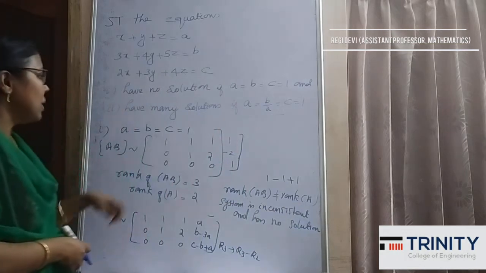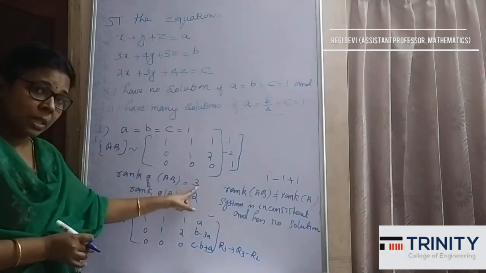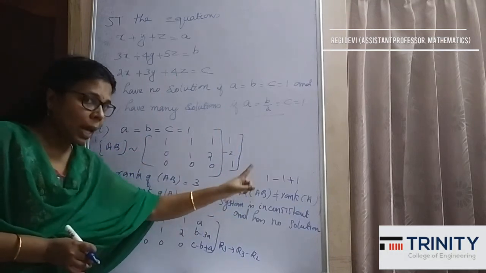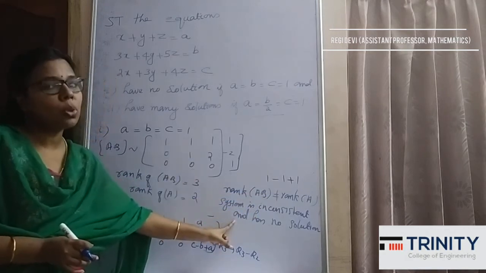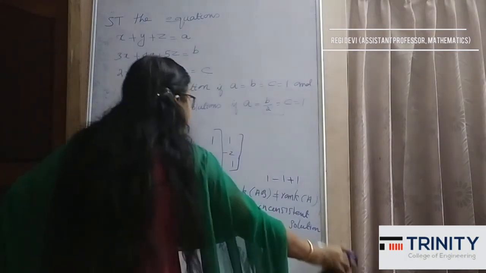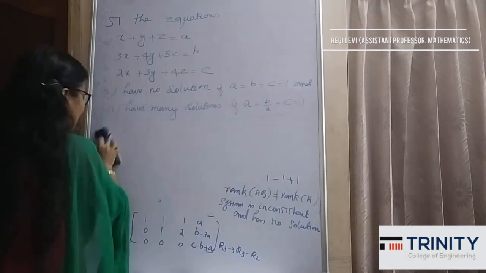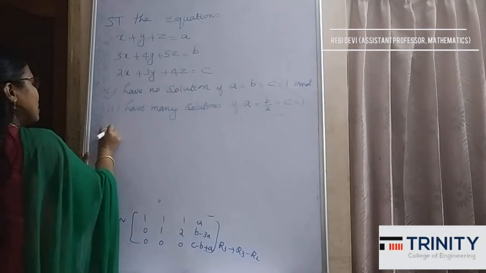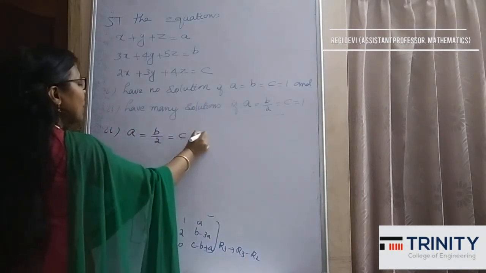That is, if A equal to B equal to C equal to 1, rank of AB becomes 3 and rank of A becomes 2. Therefore, rank of AB is not equal to rank of A, that is, the system is inconsistent and has no solution. Now, what about the second question? Our second question is A equal to B by 2 equal to C equal to 1.